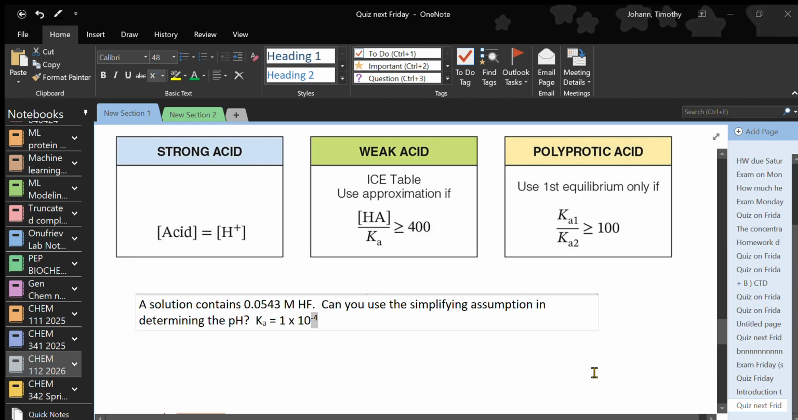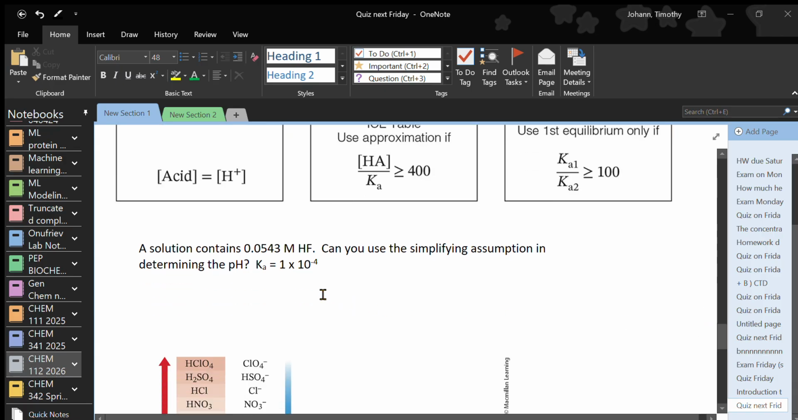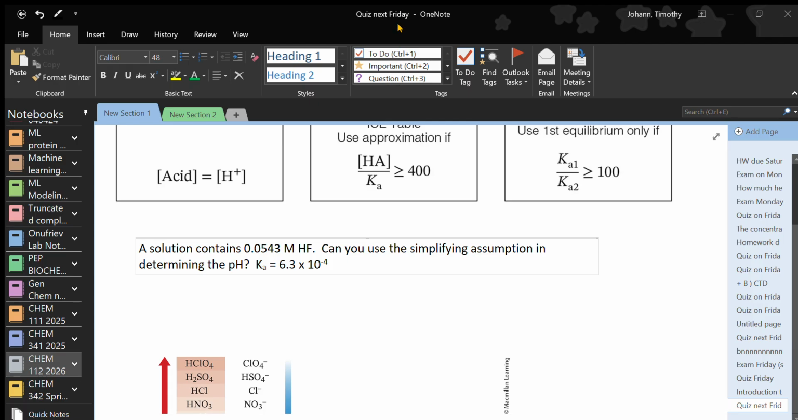I was looking for the one we were talking about earlier, the one that we did with hydrofluoric acid. It was 6.3, wasn't it? Yeah. All right, well, let's fix that. Okay, that's what it actually is. Sorry. It's not a tough calculation.